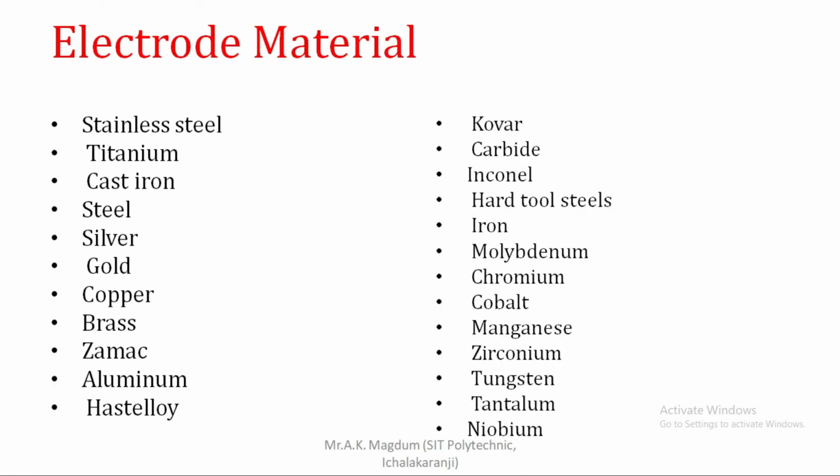Next, these are a few listed electrode materials: stainless steel, titanium, cast iron, steel, silver, gold, copper, brass, zamac, aluminum, cast alloy. There are many electrode materials generally available in the market. But the basic condition while you choose the electrode material is that it should be a good conductor of electricity. This much criteria you consider at the time of selection of electrode material.